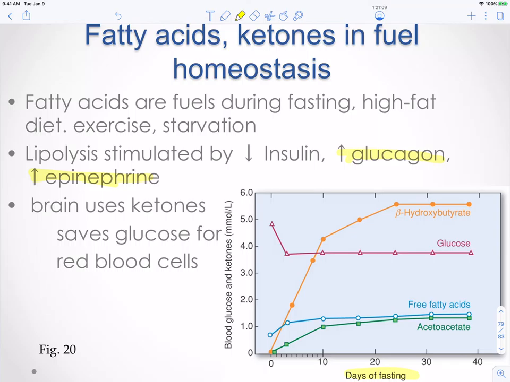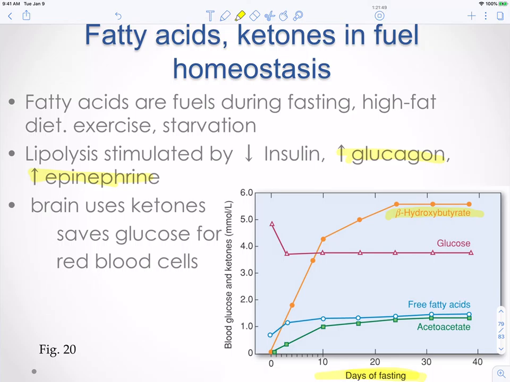The brain will be able to use ketone bodies at a certain point, especially during starvation, and it will save glucose for red blood cells. So you can see that as your starvation continues or is prolonged, your level of beta hydroxybutyrate will increase. Now remember, your beta hydroxybutyrate was increasing when there was enough NADH. So you're going to favor beta hydroxybutyrate as you progress in your fasting.